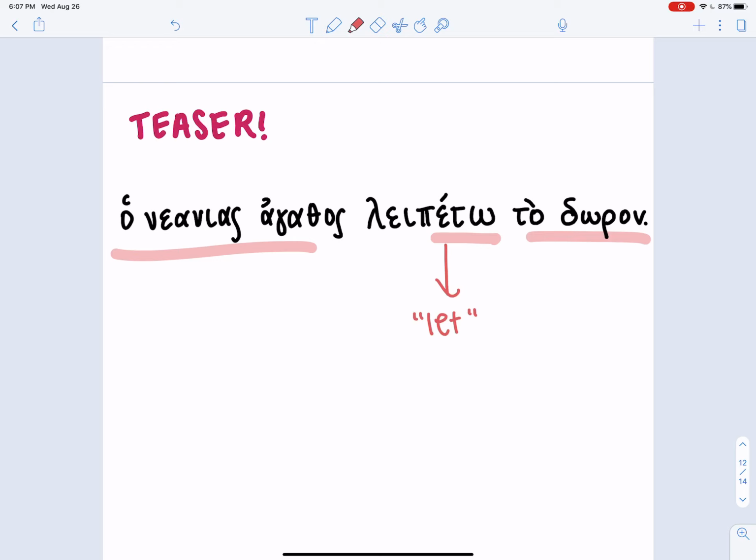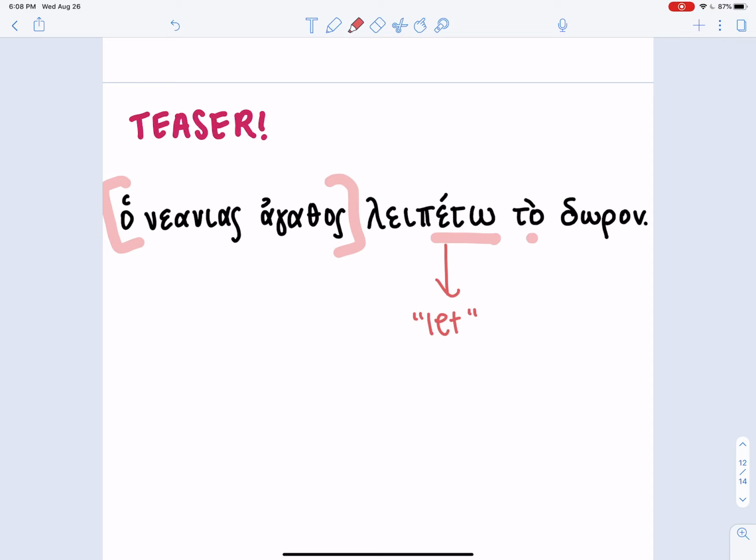Well, now we need to ask ourselves, can either of those forms be something else? Well, we look at ha neonias agathos, and we think, well, there's that ha, that's masculine. And we know that that os ending doesn't exist anywhere else. It's just that masculine nominative singular. So we know that ha neonias agathos is going to be our subject because it has to be nominative.